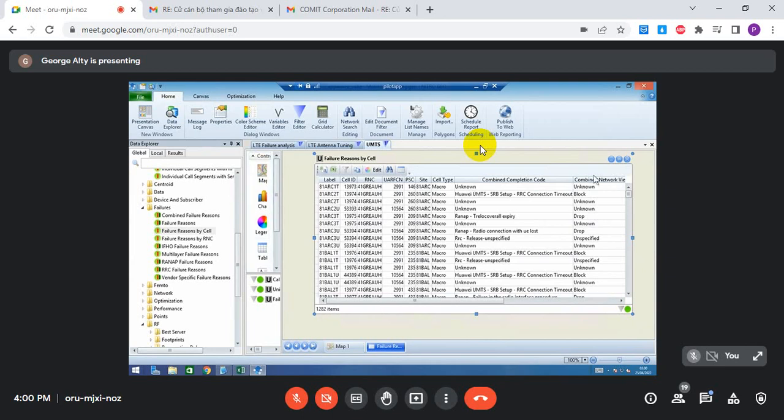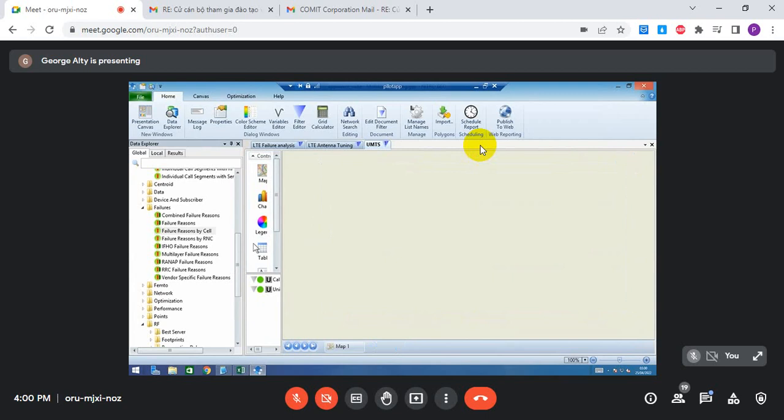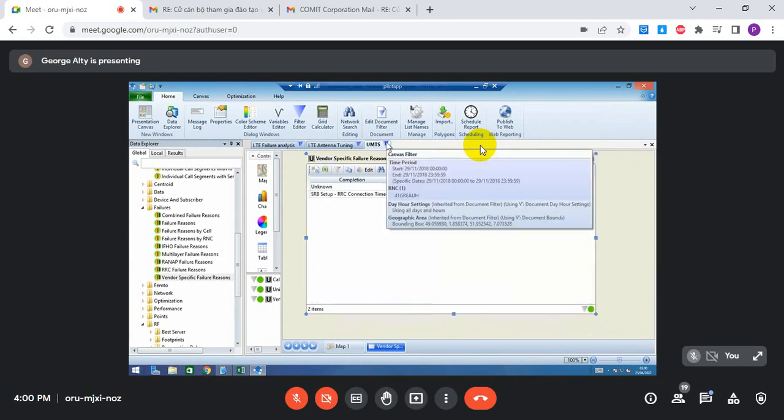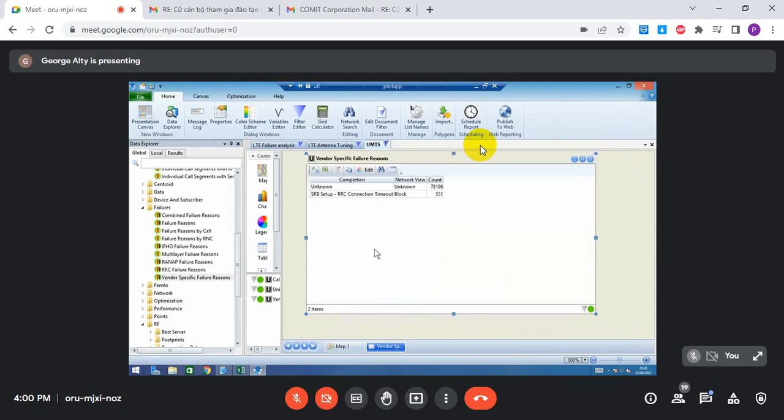So, failure reasons by cell. Vendor specific failure reasons. This is an interesting one. Now, obviously, we're going to have Huawei here. Sadly, there isn't any. Okay. And you can see in this particular instance, did I filter this by time period? So the vendor completion codes, these are the ones that we're picking up from the Huawei itself, and they'll be recorded. The Huawei guys know what these mean.